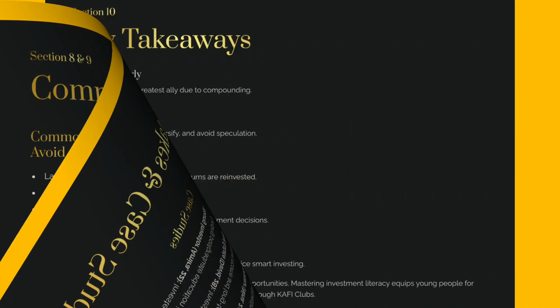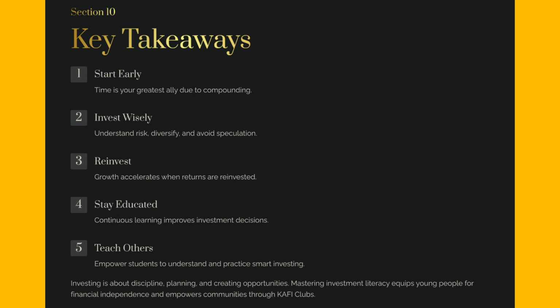Section 10, Key Takeaways for Young People. Start early. Time is your greatest ally due to compounding. Invest wisely, understand risk, diversify, and avoid speculation. Reinvest. Growth accelerates when returns are reinvested.